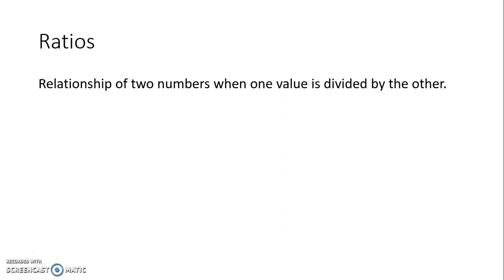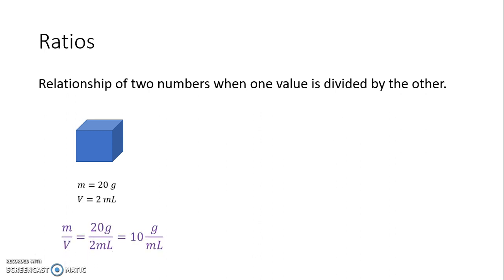There are other ways to compare two numbers. One comparison is called a ratio. A ratio is basically a relationship of two numbers when one value is divided by the other. These two numbers can represent anything, including properties of objects in nature. For example, let's take a box. Let's give this box a mass of 20 grams and a volume of 2 milliliters. A simple ratio would be a comparison of the mass to the volume. In this case, the ratio would be 20 grams divided by 2 milliliters, which simplifies to 10 grams per milliliter.